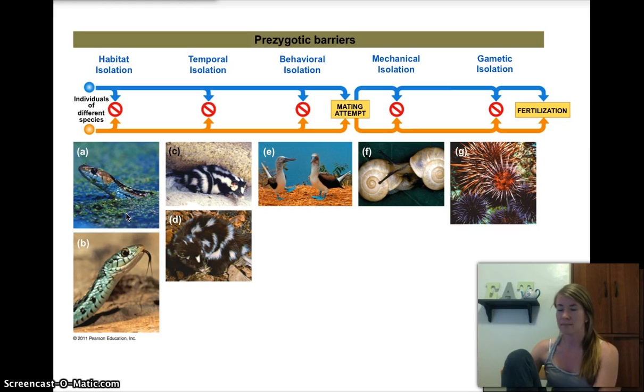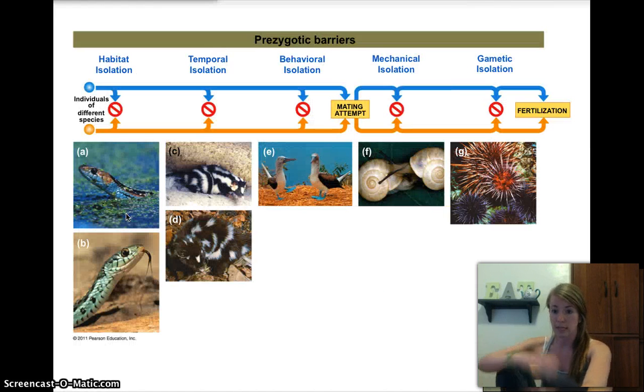Think of this, maybe you don't want to, but think of this kind of like a rabbit trying to mate with a bull. It's not really going to happen. That right there would be mechanical isolation. It's physically not going to happen. Then there's gametic isolation, which is when, okay, maybe the mating attempt happens, the sperm is able to reach the egg, but the sperm and the egg don't fuse. For whatever reason, they are not compatible, and no zygote is ever formed because the sperm doesn't enter the egg.